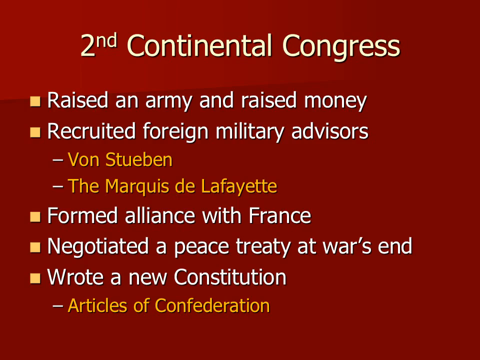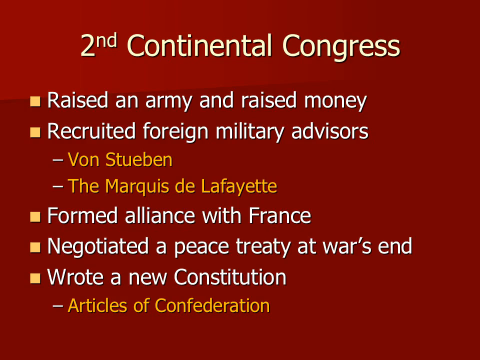Now, I want you to remember right here that this is going to end up being a big problem when the war is over, because you can sell all the government bonds you want, but if you can't end up paying them back, you're going to have a problem. But raising an army and raising money for the army is something that the Second Continental Congress was doing. It shows you it was acting as a national government.